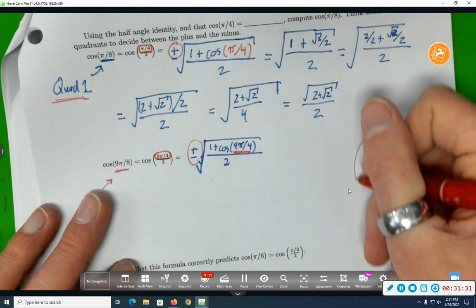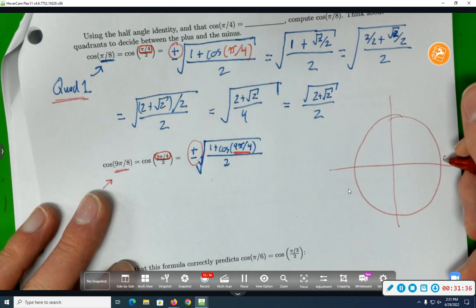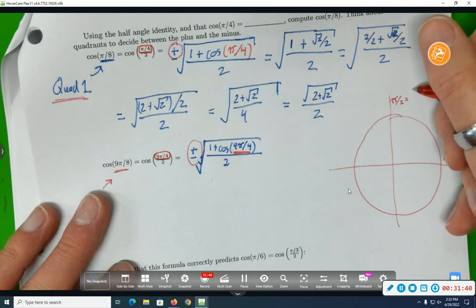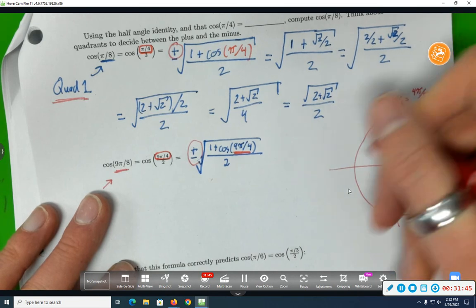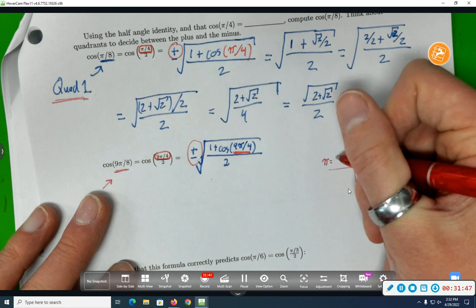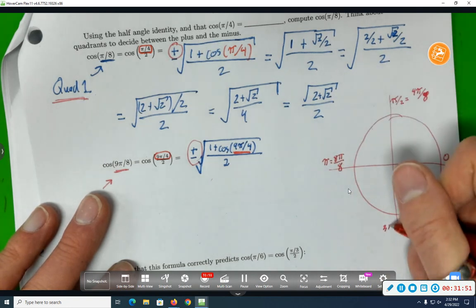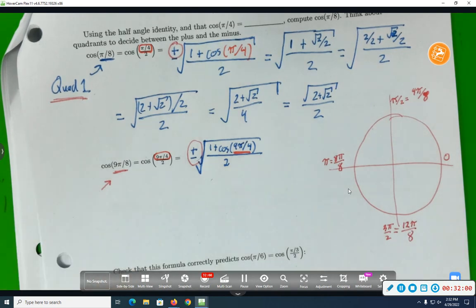I'll figure it out by drawing a circle and thinking about what these angles are. There's an angle of 0, there's an angle of pi over 2, which I'll rewrite in a silly way, 4 pi over 8. Here's an angle of pi, which is 8 pi over 8. Here's an angle of 3 pi over 2, also known as multiply everything by 4, 12 pi over 8. All right, so let's see where 9 pi over 8 fits.